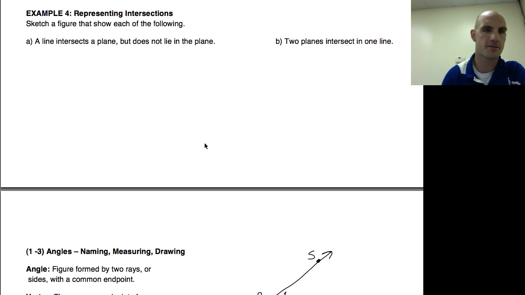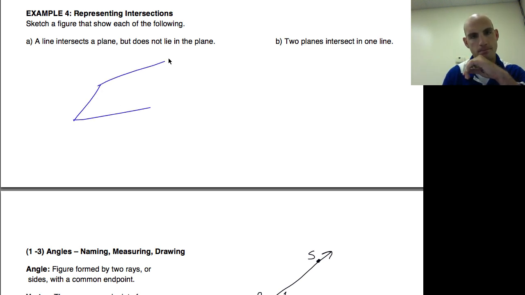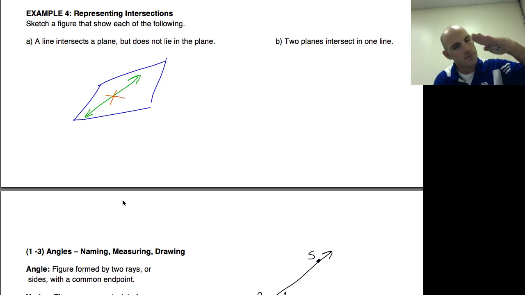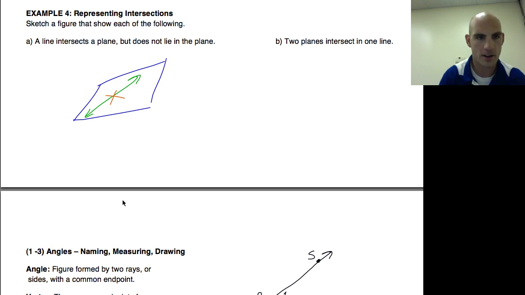Sketch a figure that shows each of the following. A line intersects a plane, but does not lie in the plane. It intersects the plane, so I know I'm going to need a plane. So a line is going to intersect this plane, but it's not on the plane. So this is in the plane, so that's not going to count, okay? What's a way we could do this? Think about the plane as like my hand again. And what if this line went boop right through the middle? Okay? If it went right through the middle, it would look something like this.